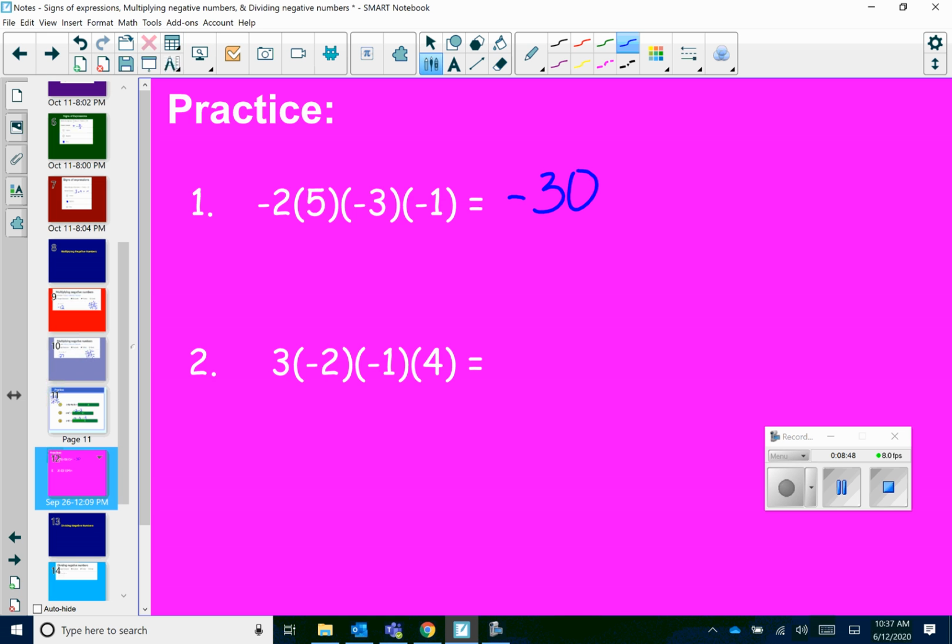In 2, we have 2 negatives, which means our answer is going to be positive. 3 times 2 is 6. 6 times 1 is 6. And 6 times 4 is 24.